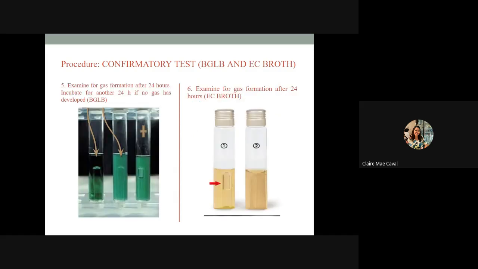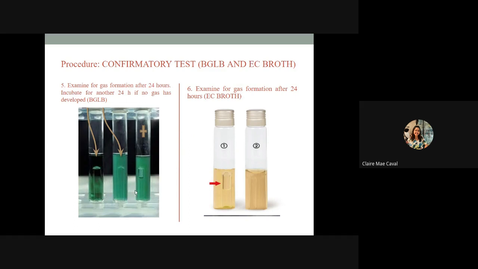Lastly, after incubation, still the same, we examine for gas production after 24 hours. Incubate for another 24 hours if no gas has developed. So, I already discussed this. Like in this one class, the one in the center, if you notice, this is the original. This is negative, very negative. This is the positive. There is gas production.